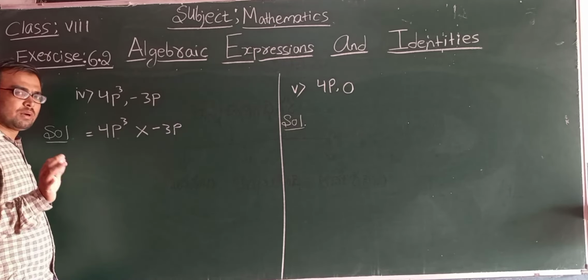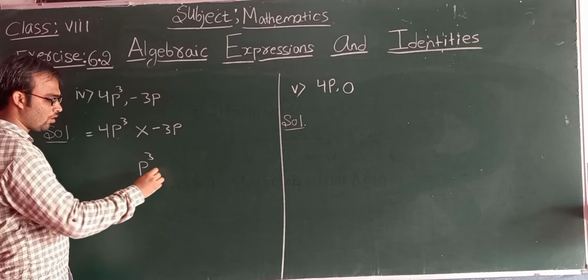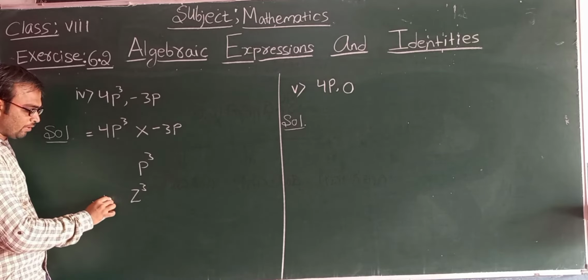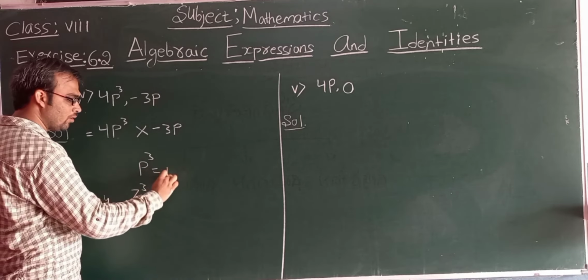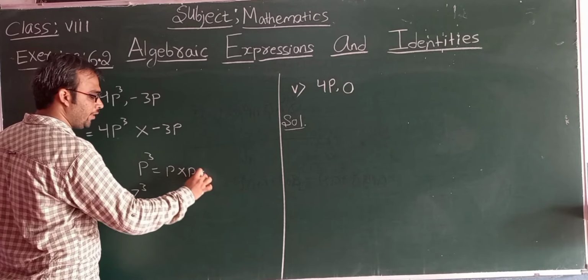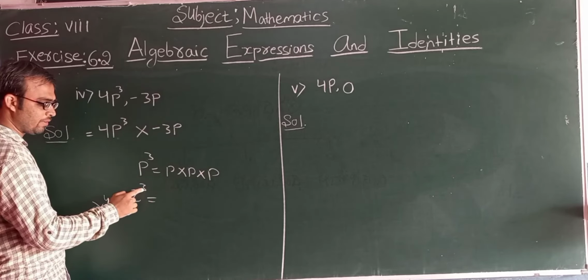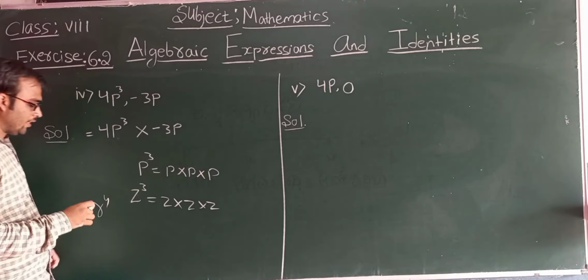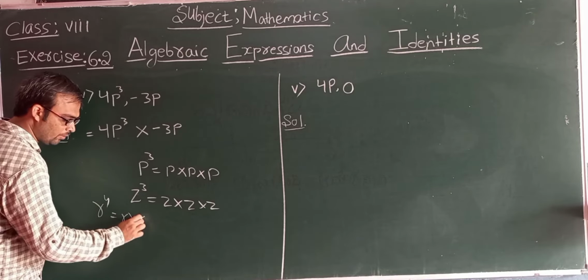If you come across such things, suppose P cube or Z cube or R to the power 4, it means nothing but P into P, 3 times. So 3 times. Here Z to the power 3 is there, so 3 times Z into Z. And here R to the power 4 is there, so here R into R, 4 times.